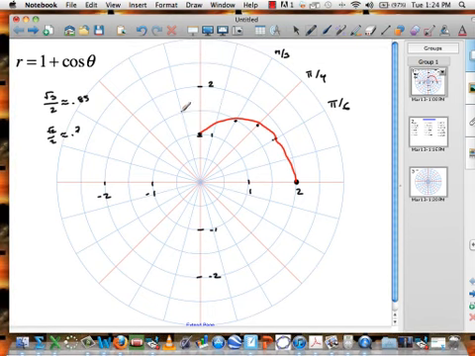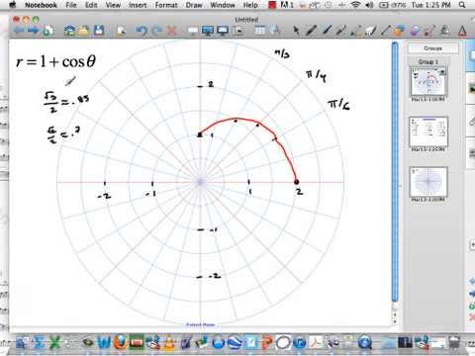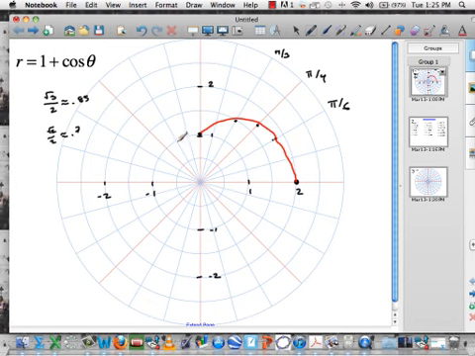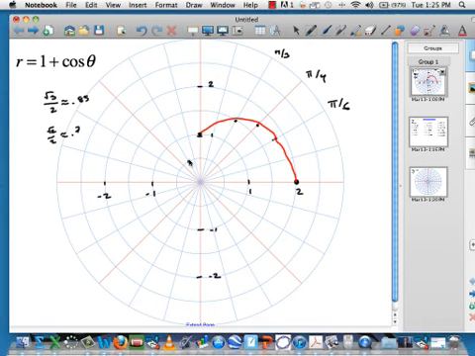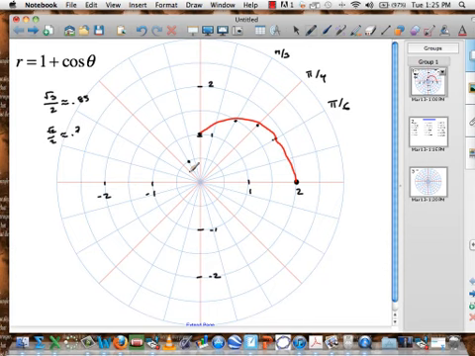All right, let's continue. We now go to 2 pi over 3. Cosine of 2 pi over 3 is negative square root of 3 over 2, or sorry, negative 1/2. So now I have 1 minus 1/2, which gives me 1/2 for this ray right here. So that's down here. Now we go to 3 pi fourths. So I now have 1 minus 0.7. So that's 0.3. You can see we're getting closer and closer to the pole here.